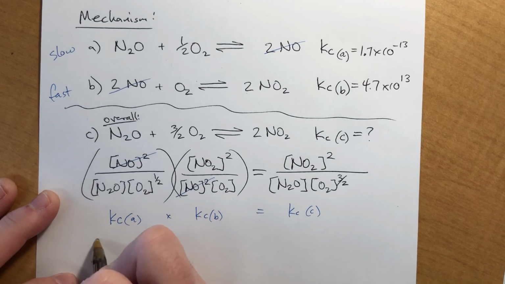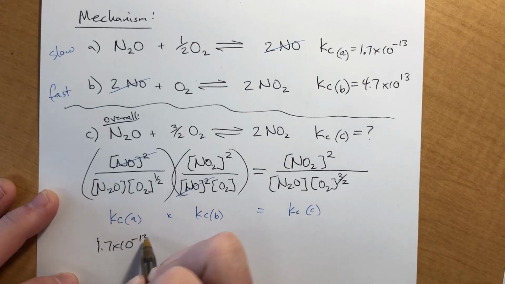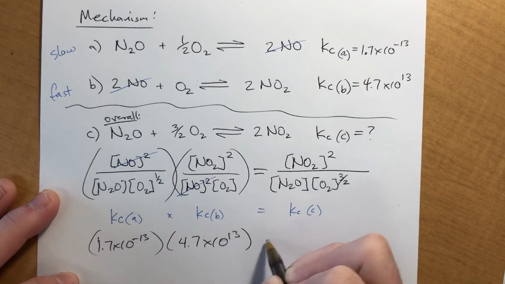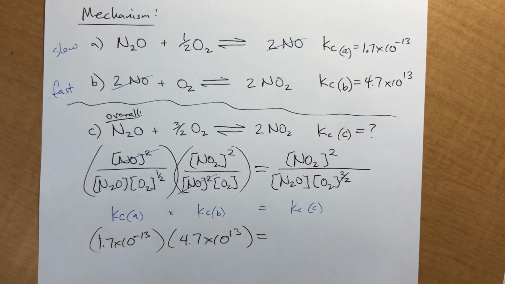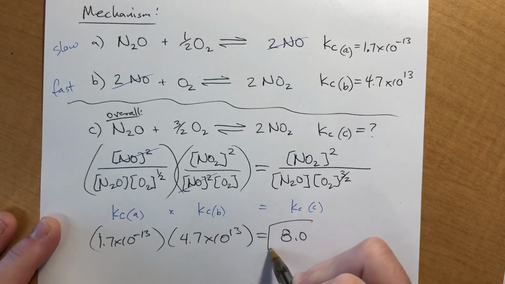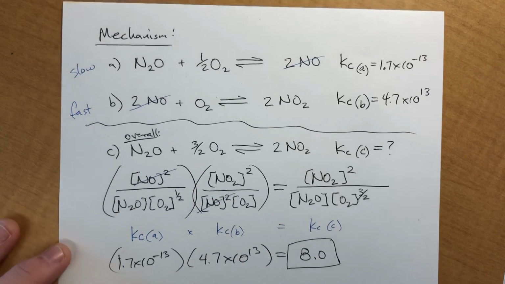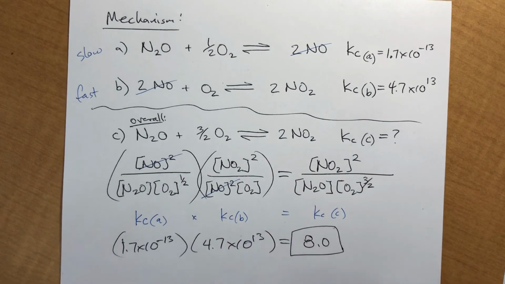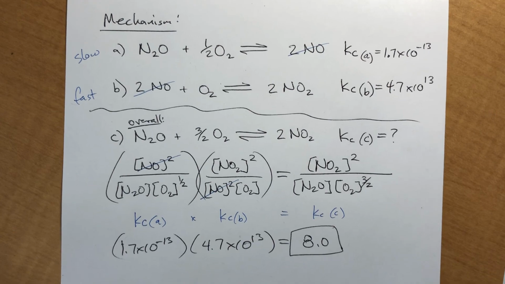So for this one, it comes out to 1.7 times 10 to the negative 13th times 4.7 times 10 to the positive 13th. Honestly, the 13ths cancel out, and you get an answer of 8. No exponent. Okay. So mechanisms don't necessarily come up a whole lot when we talk about equilibrium constants, but this is how you would deal with it. I'm not saying you never see it, it just doesn't come up as commonly as some of the other stuff. Okay, but it is all related to the stuff we saw in the last chapter. All right, thank you.